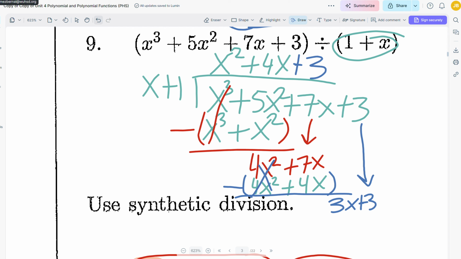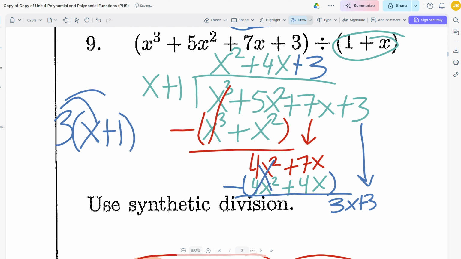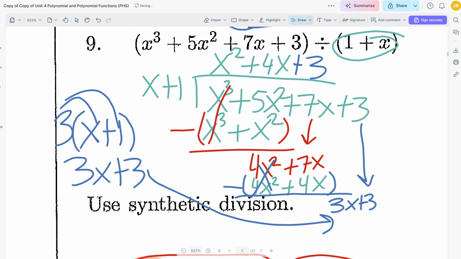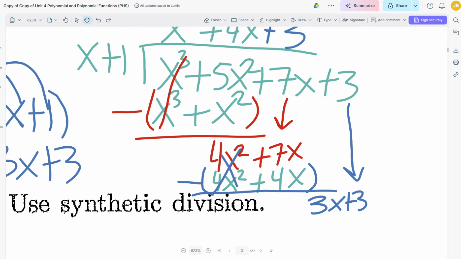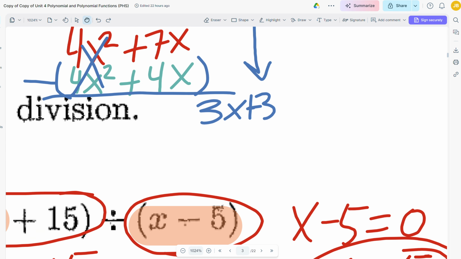And now we're going to take, again, this value of positive 3 and distribute it to the x plus 1. So we get 3 parentheses x plus 1. Distribute, we get 3x plus 3. And we're going to go ahead and write that down below here. Some of you can already kind of foresee that it's about to give you a remainder of 0. Don't need to rush it though, take your time.